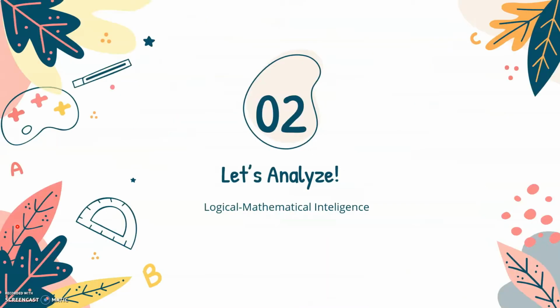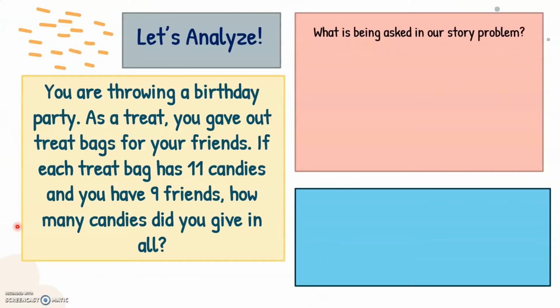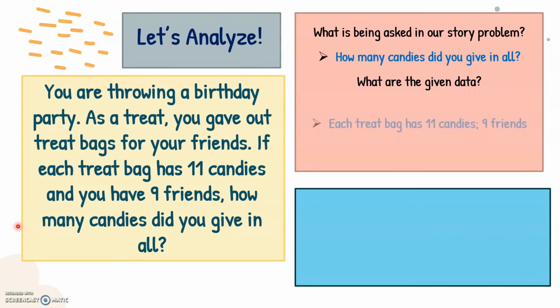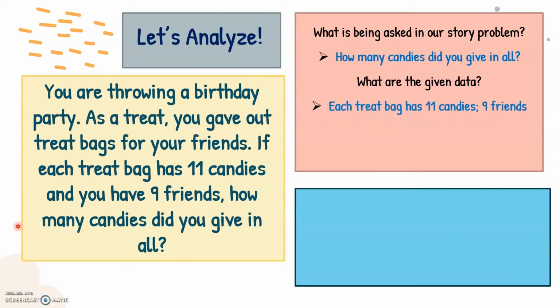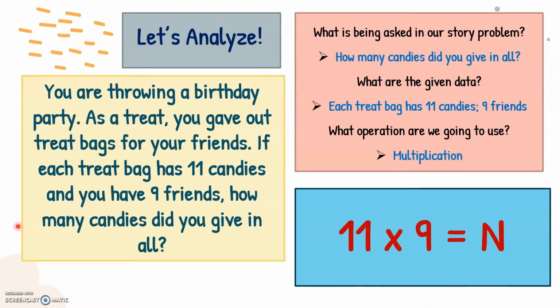So let's analyze. What is being asked in our story problem? Okay, very good. How many candies did you give in all? How about the given data? What are the given data? Okay, each treat bag has 11 candies and 9 friends. And lastly, what will be the operation that we are going to use? Very good. It is multiplication. And for our equation, it will be 11 times 9 is equal to n.